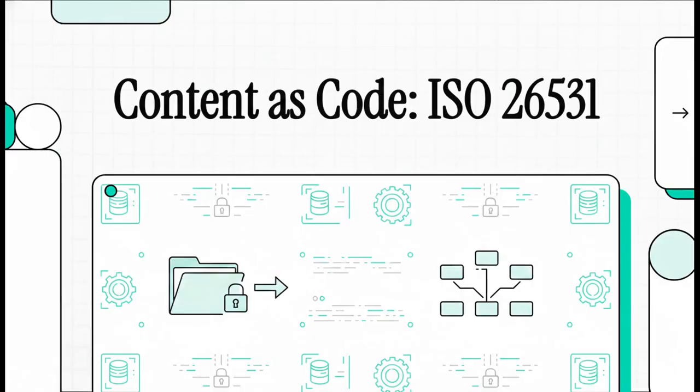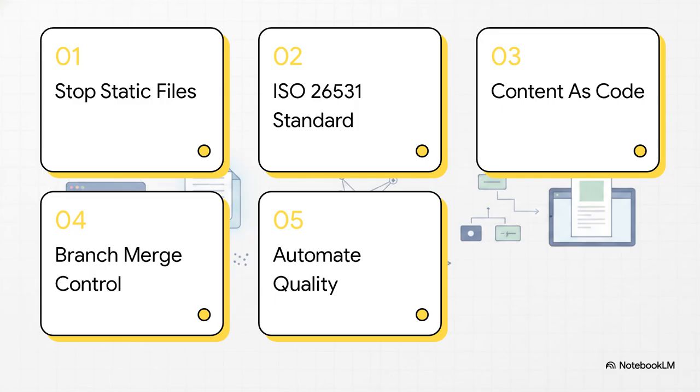So, welcome to today's Explainer. Today we're diving into a massive paradigm shift in how we actually develop and manage technical information, and we're pulling this directly from the ISO 26531 standard. Our main goal here is to talk about replacing those archaic, file-based documentation practices with modern automated systems. We're going to see exactly why you need to stop managing your documentation like static files and start treating your content as actual code.